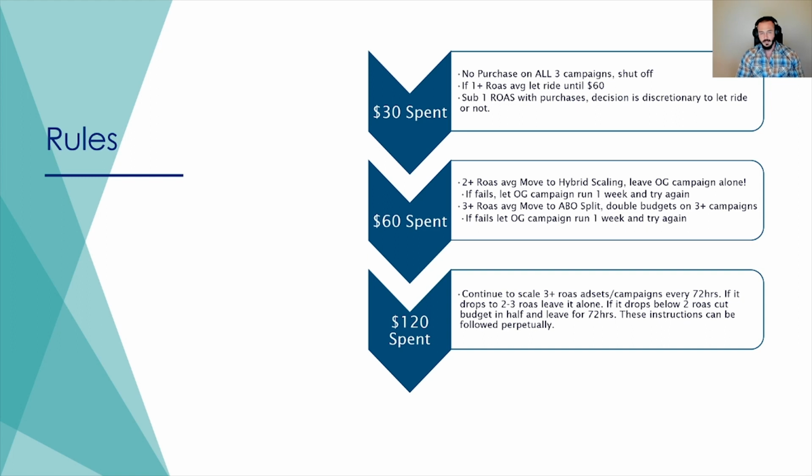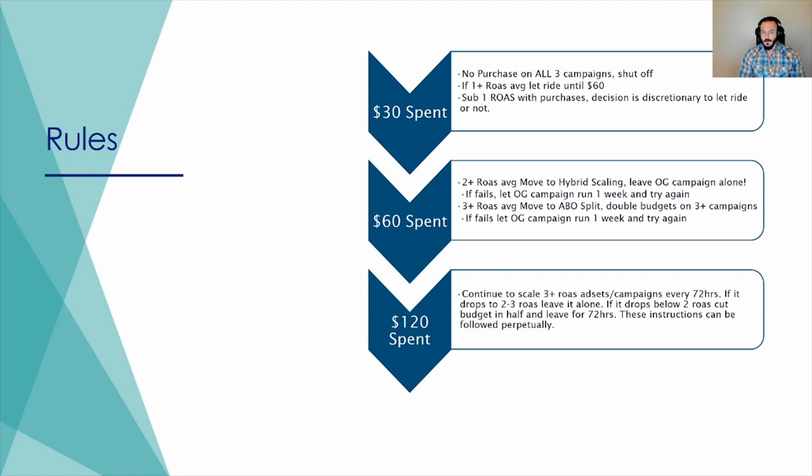If you want to save your testing dollars for something more successful, then just turn it off. All right, so day 2, $60 spent across all campaigns, off of each campaign, I should say. If it's a 2+ ROAS, immediately move into hybrid scaling at $30. $15 or $30 is fine. Leave the original campaign alone. Don't touch it. It's going to continue to optimize. It's going to continue to make you money.